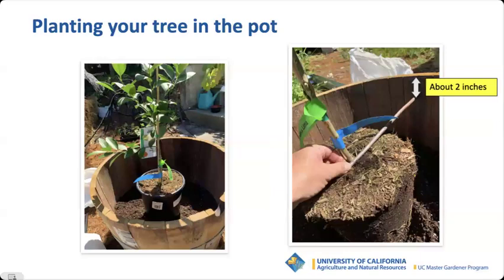You can add some mesh across the bottom of the pot to stop the soil from draining out, but do not add pebbles or gravel to the bottom of the pot. These can actually interfere with good drainage.